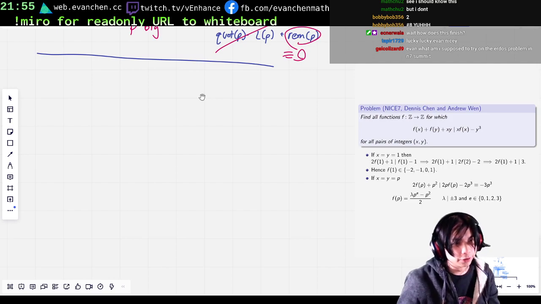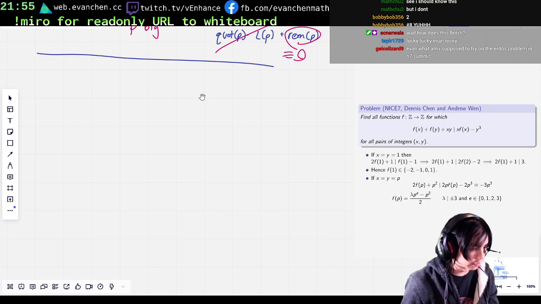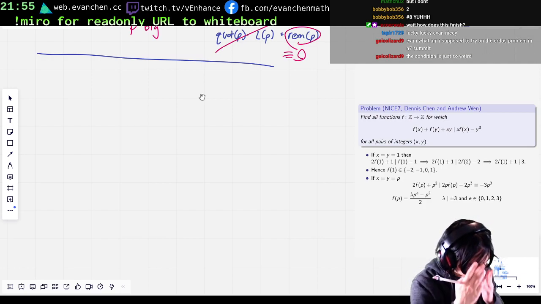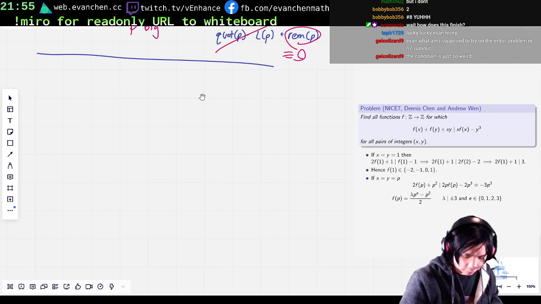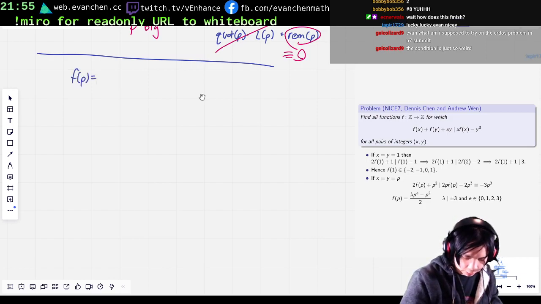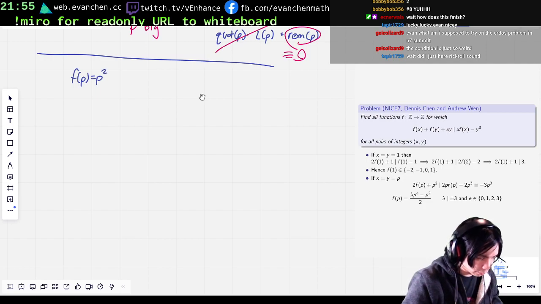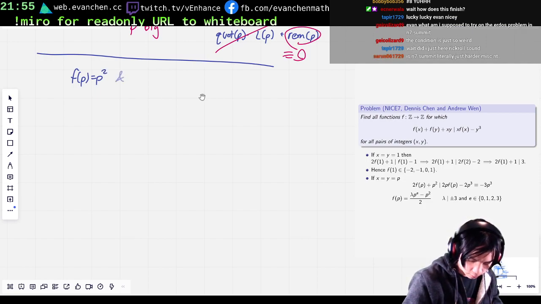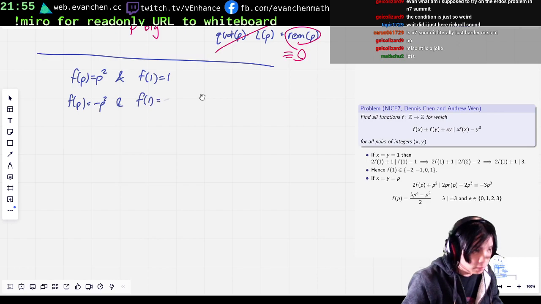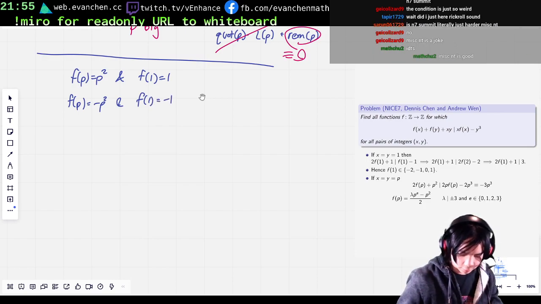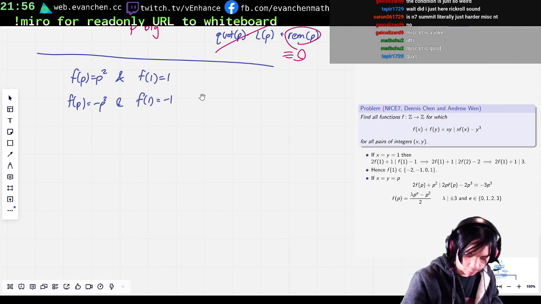Okay, so once you know that, what you'll find is that there's only two cases that could actually happen. One of them is f of p equals p squared, and f of 1 equals 1. Or f of p is minus p squared, and f of 1 equals minus 1. So these are the two that survive after you do the case analysis, unsurprisingly.